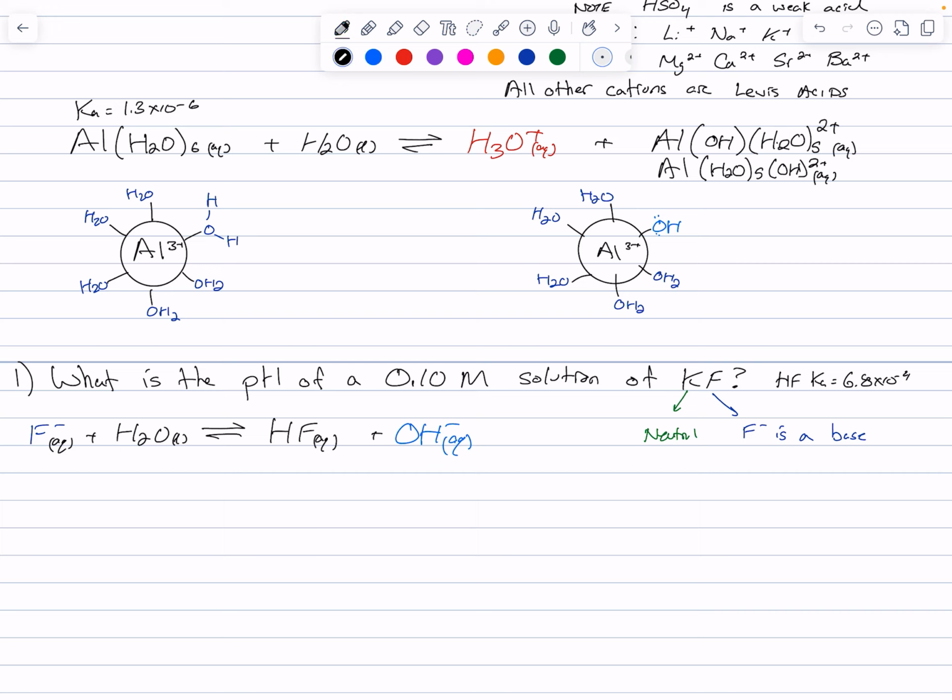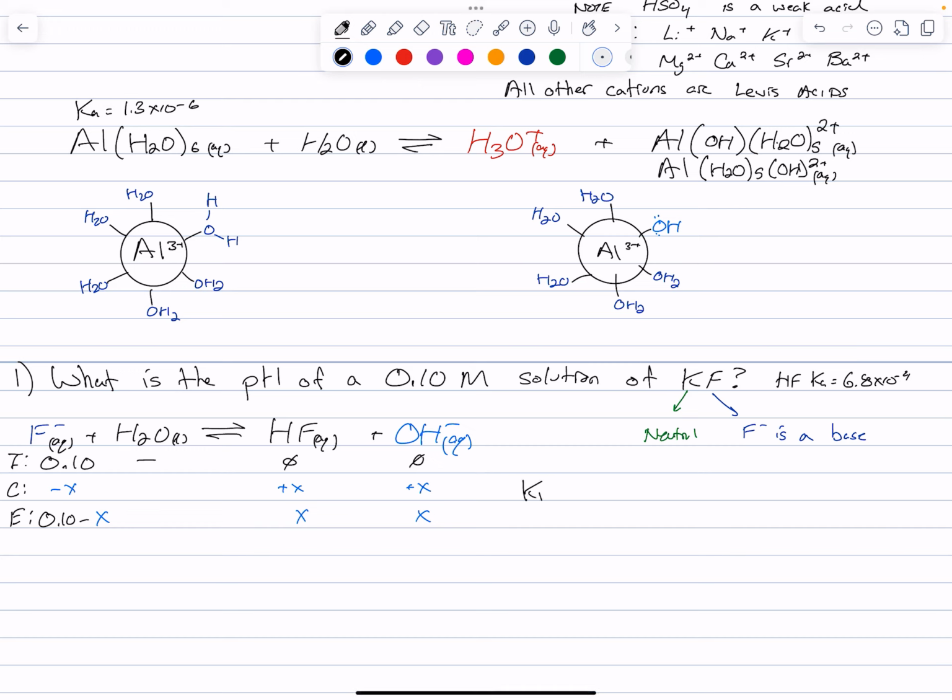All right, so ice table. Start off with 0.1 molar fluoride. Don't care about water. And we're going to start with none of the products, even though technically you have 1 times 10 to the negative 7th, we're going to start with none. Some is going to change: minus x, plus x, plus x. So we have x, x, and we have 0.1 minus x.